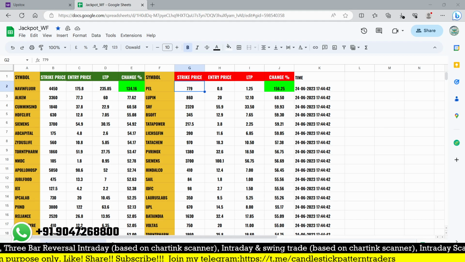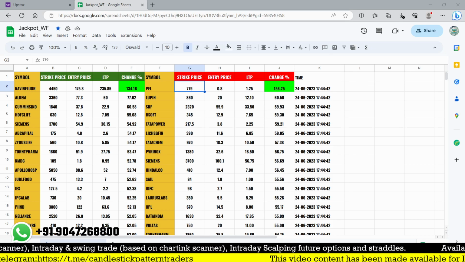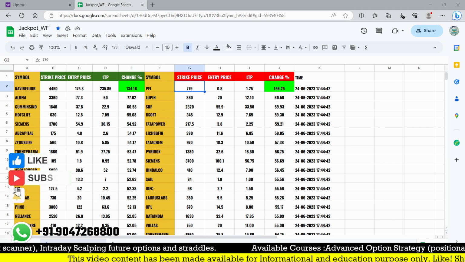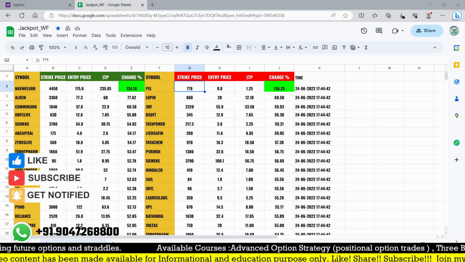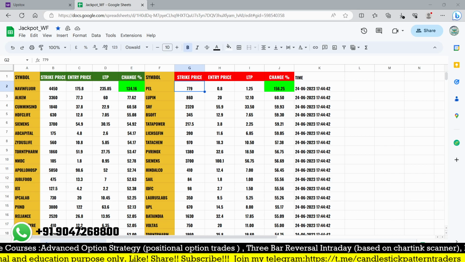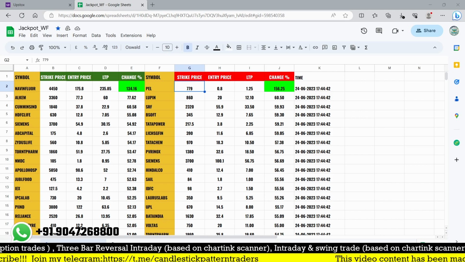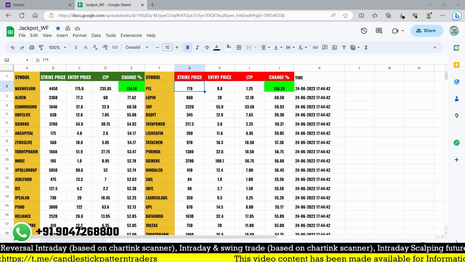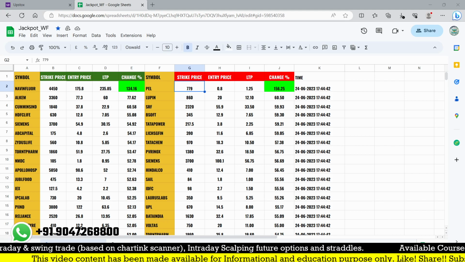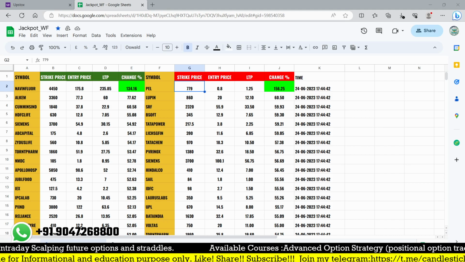PL 789, only the premium that we have to calculate. What is the exact premium of PL? PL, we have updated, I think. So let me try once again, and let me do it.